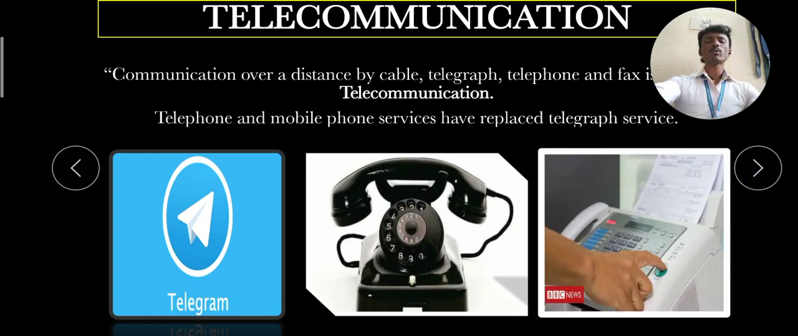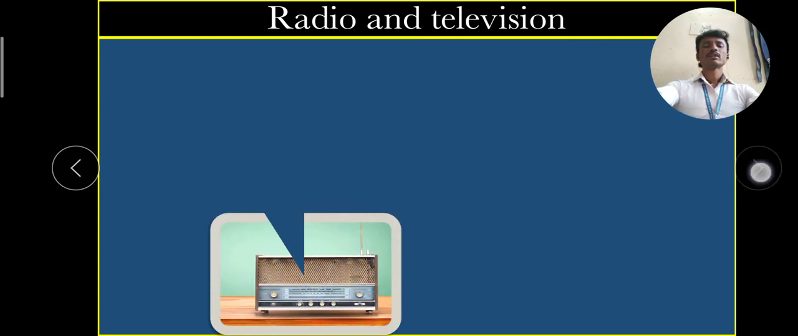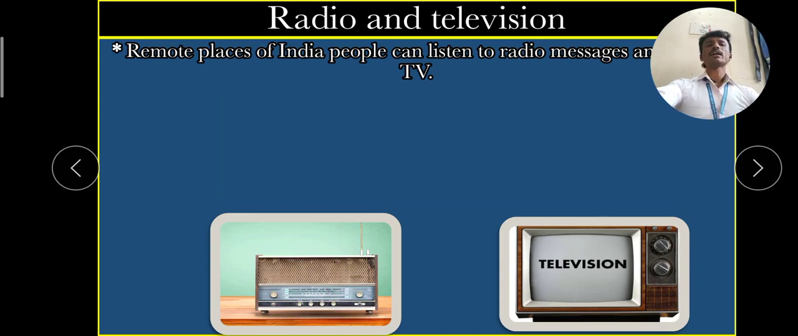Properly keep in your mind the meaning of telecommunication: communication over a distance by cable, telegraph, telephone and fax is called telecommunication. Next, radio and television. Here the radio and television. In remote places of India, people can listen to radio messages and TV.